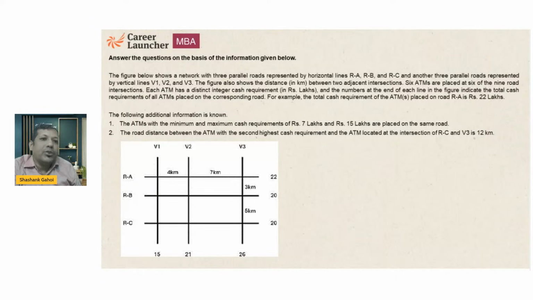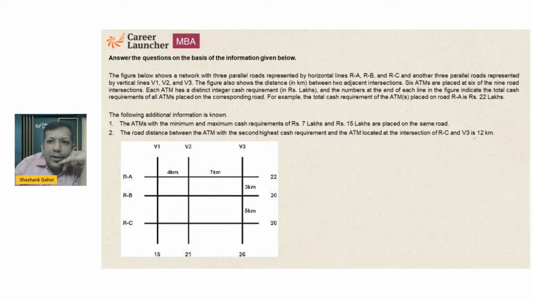In the figure below shows the network with 3 parallel roads represented by horizontal RA, RB, RC. Another 3 parallel roads V1, V2, V3. The figure shows distance between them. So figure में हमको सब दिया हुआ है. RA, RB, RC 4, 7. The distances are also given. And the first point और ये given है. And what else is given?